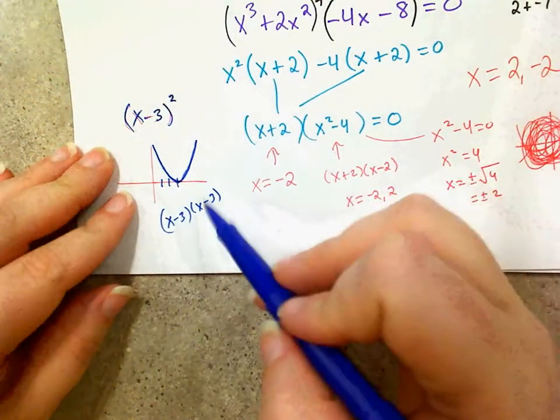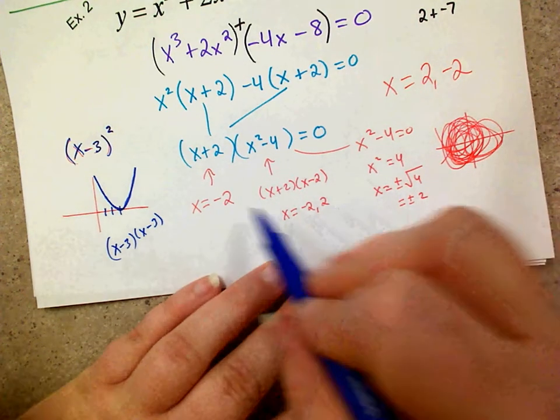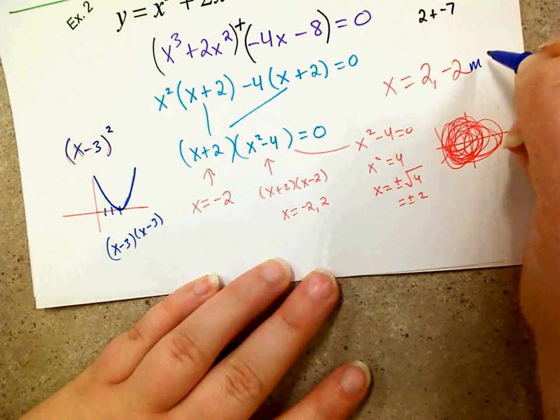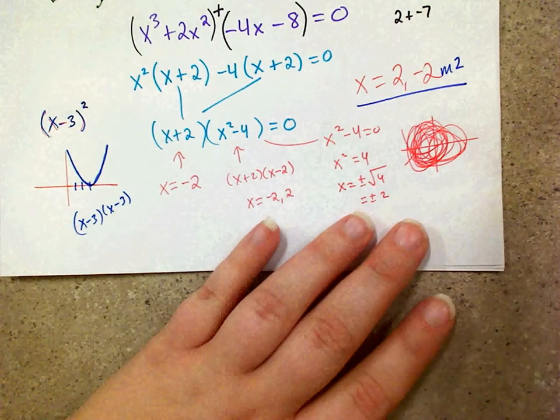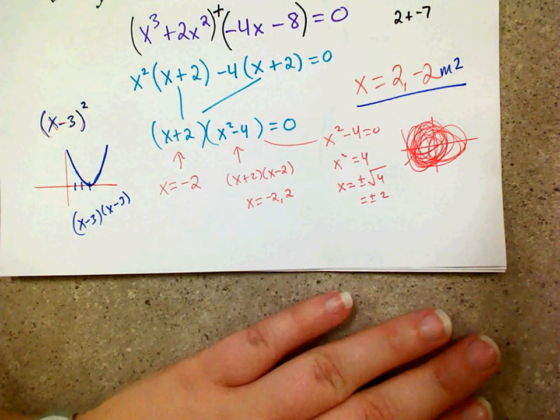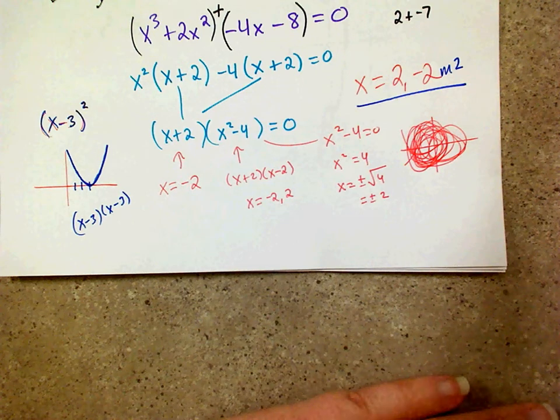So if negative 2 is on there twice, go ahead and put m2 at the end of negative 2. And we'll talk more about that later, but what that stands for is multiplicity 2, because there's 2 of them. Okay? So your answers are 2 and then negative 2 with a multiplicity of 2.